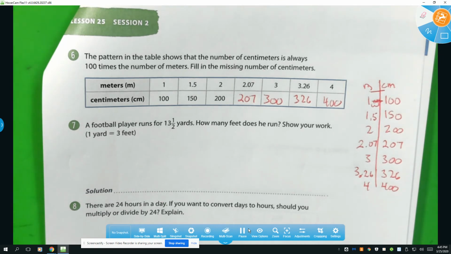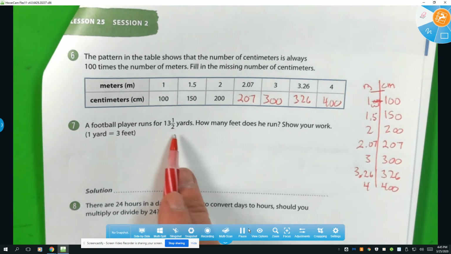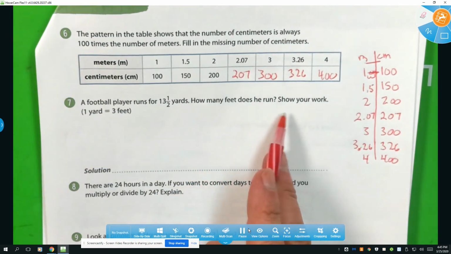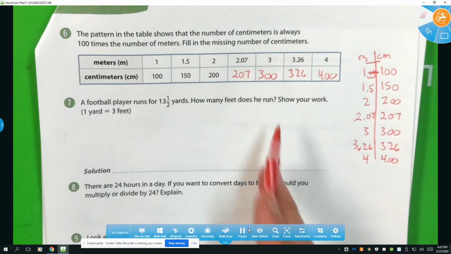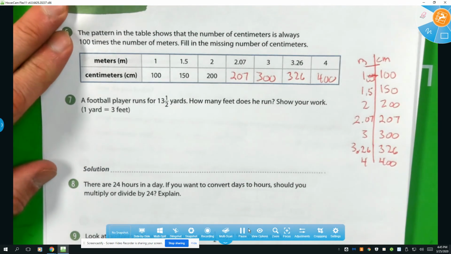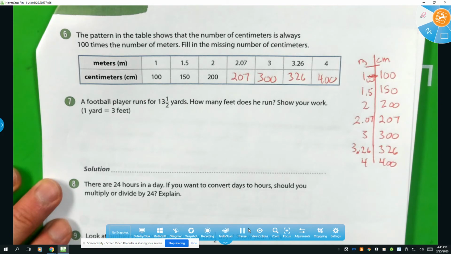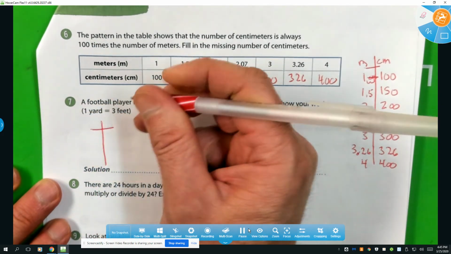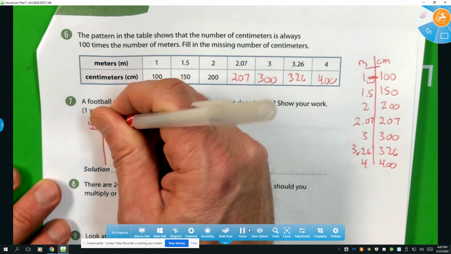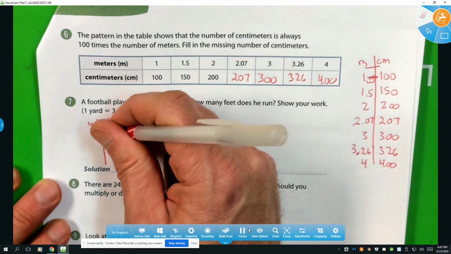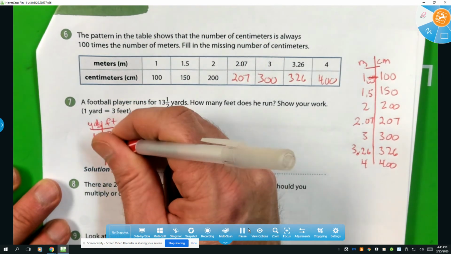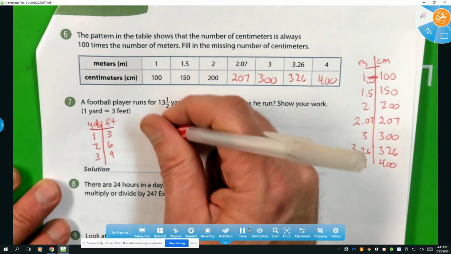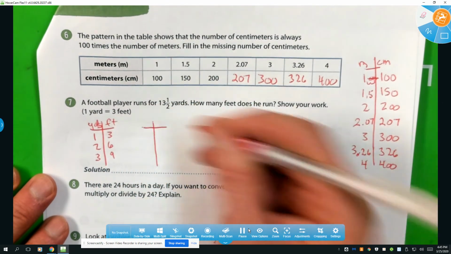All right. A football player runs 13.5 yards. How many feet does he run? Show your work. All right, this is where I get pretty pumped and excited, so we actually get to use our conversion. So we're going to go yards, we're going to go feet. 1 yard, 3 feet. 2 yards, 6 feet. 3 yards, 9 feet. And you can just continue to use the chart.